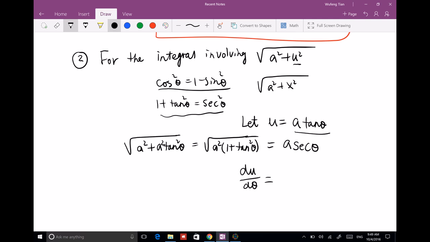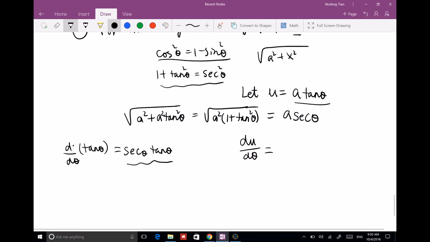Okay, you gave me secant theta. This is the first answer. Secant theta, tangent theta. Okay, this is the first answer. I'm not going to say it's right or not right. Okay, so d over d theta of this one equals that. This is very familiar to us, right? Because we used that a lot in the previous section.